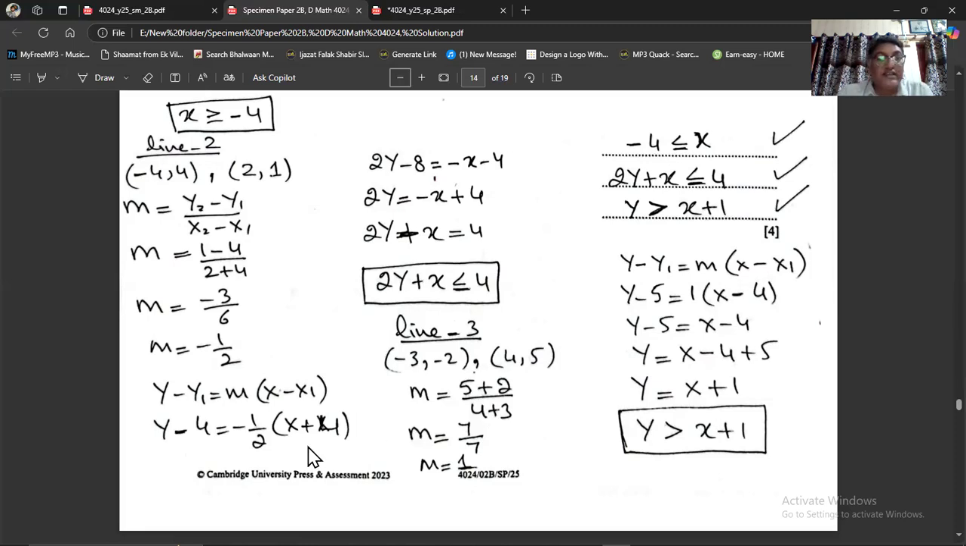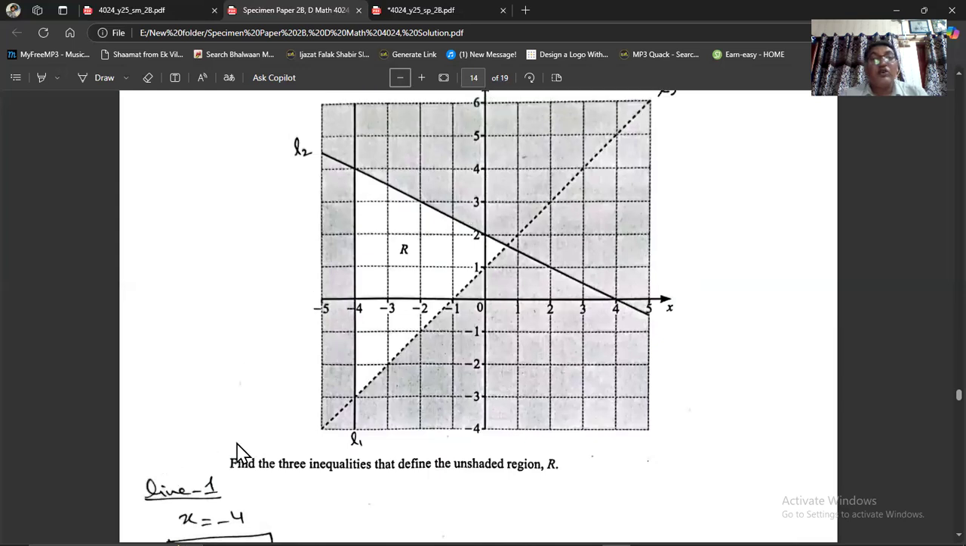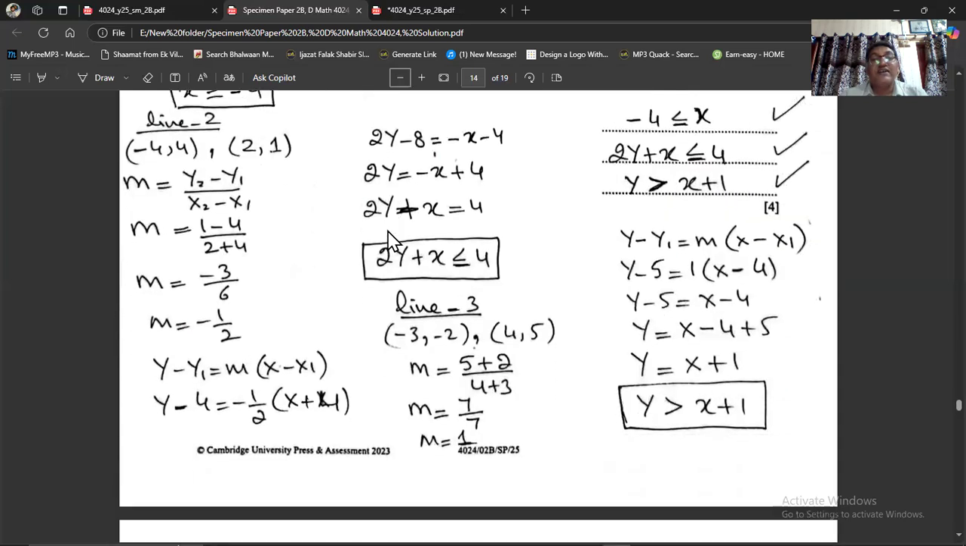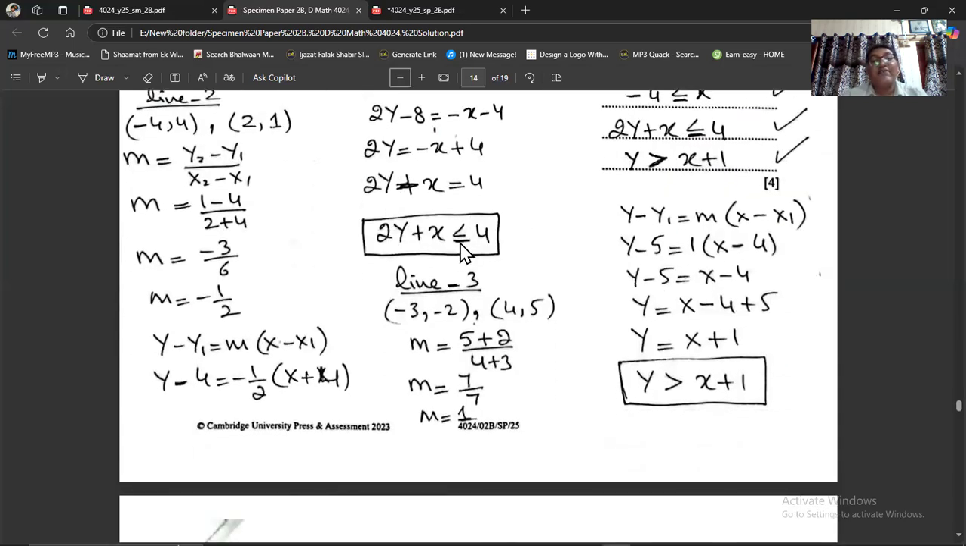So this 2 will go to this side, it will multiply with the left side. So 2y minus 8 is equals to minus x minus 4. 2y is equals to minus x minus 4 plus 8, and it will be plus 4. So 2y is equals to minus x plus 4, and that means 2y plus x is equals to 4. Because the required area is below the line number 2, the crocodile's back will be towards the positive y. So when I write the inequality, the crocodile's back will be towards the y because the required area is below this line. So this is my second inequality.